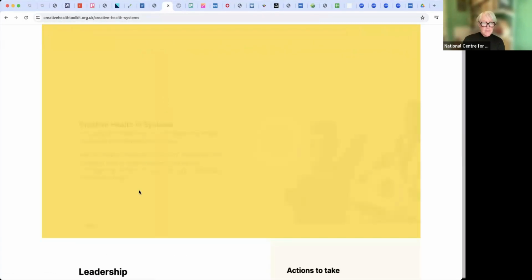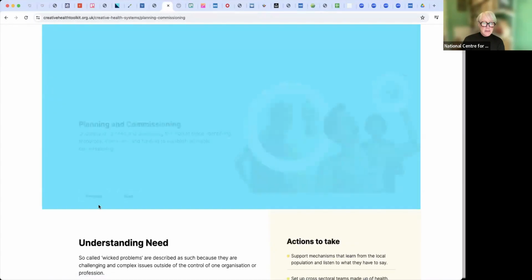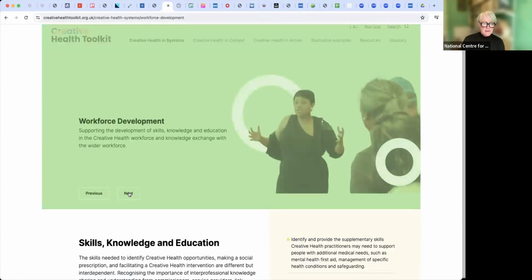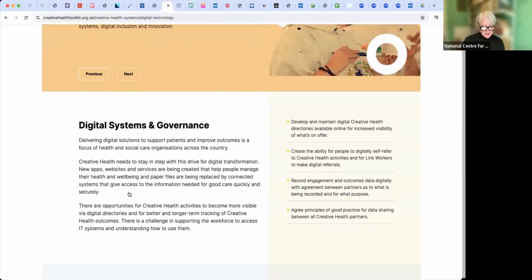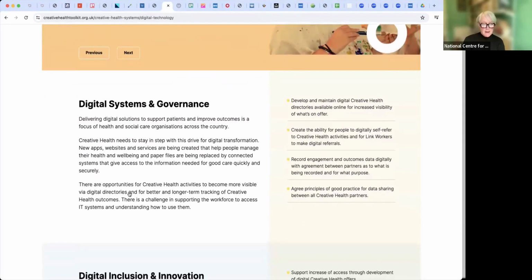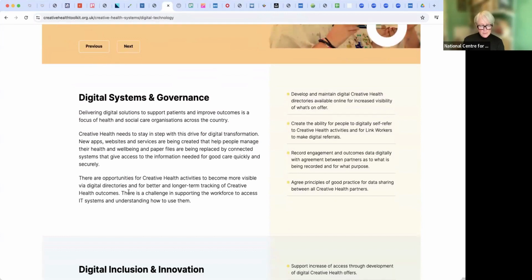The next section is digital technology, which includes digital systems and governance, and talks about opportunities to spread creative health work being identified through developing and maintaining digital directories for what's on offer, enabling digital self-referral, as well as recording data for evaluation digitally with collaboration around what data is collected and why.